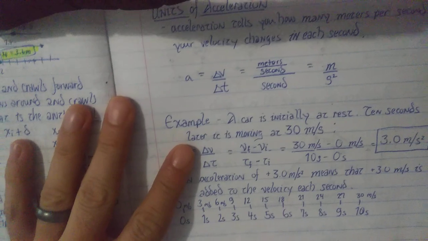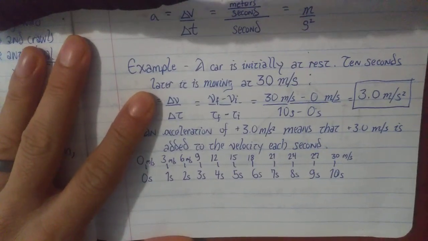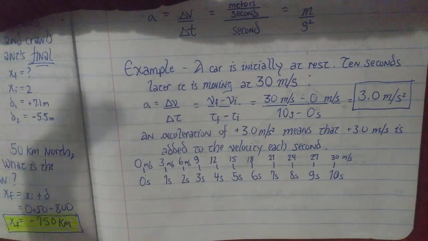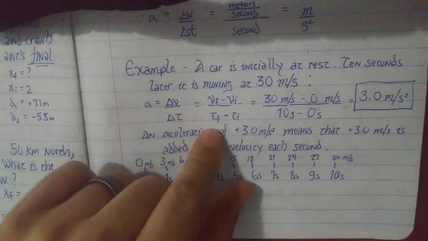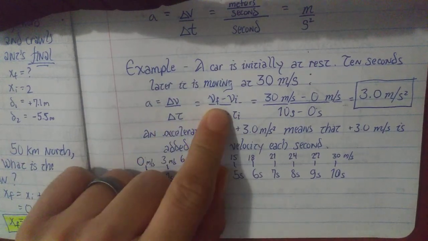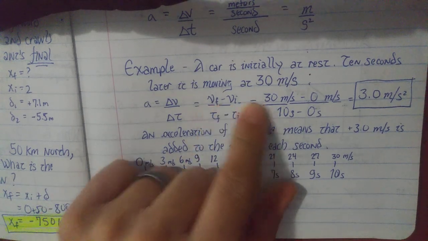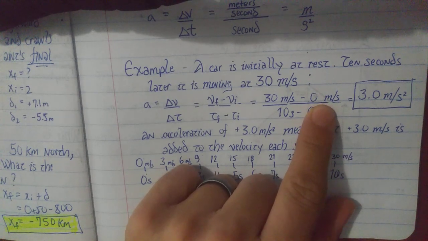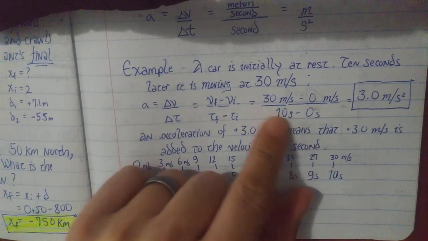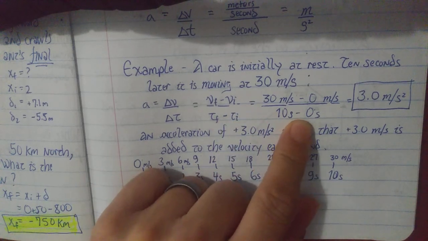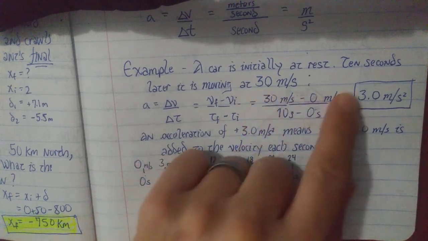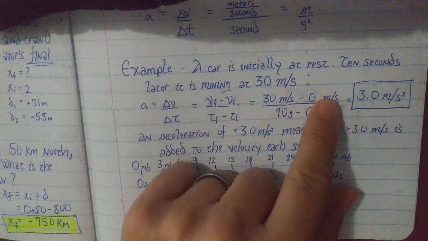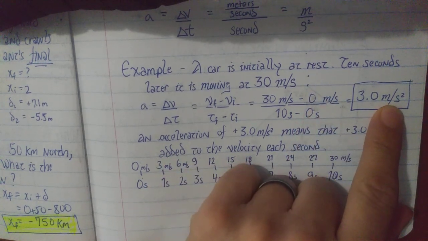So here's an example. A car is initially at rest. 10 seconds later, it is moving at 30 meters per second. So what's the acceleration, right? Remember, acceleration is the change in velocity over the change in time. So you take your final velocity, which is 30, minus what you started at. It started at rest, right? So that's why it's 0. 10 seconds later, so that means 10 seconds elapsed. We started at 0 seconds, and then we got to 10 seconds, right? So 30 divided by 10 is 3. The units are meters per second divided by seconds, which is meters per second squared.